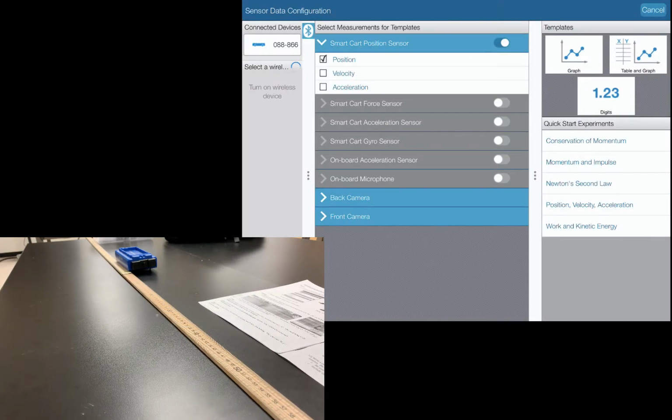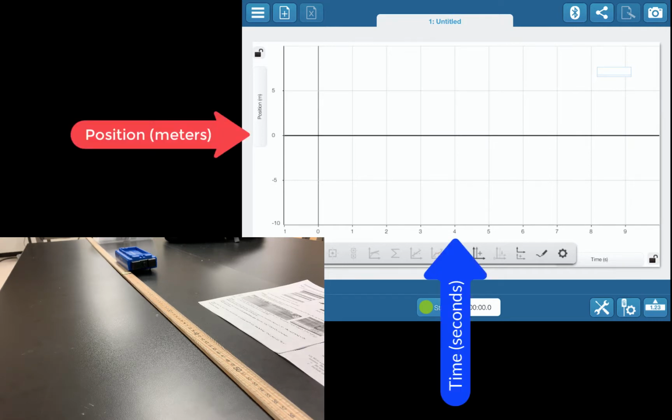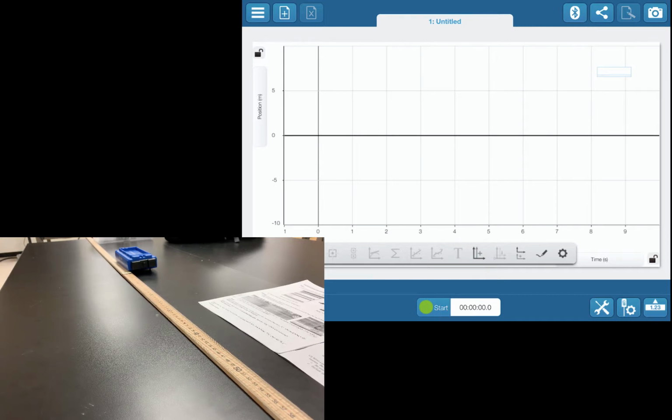I just wanted to go over a few of the concepts from today's lab. So I'm going to go ahead and do the trials and try to explain a little bit about what we're seeing. So we're going to start with our position time graph. And so position is on the y-axis, time is on the x-axis. We have the smart cart lined up with the starting point at 0 meters.